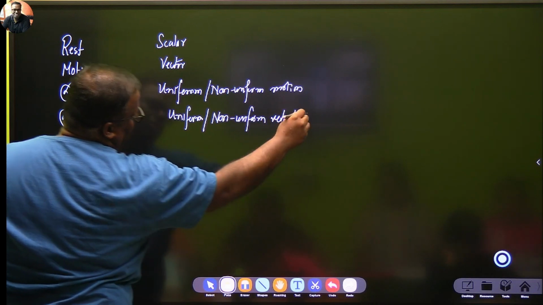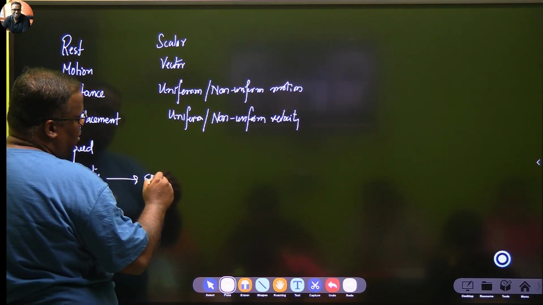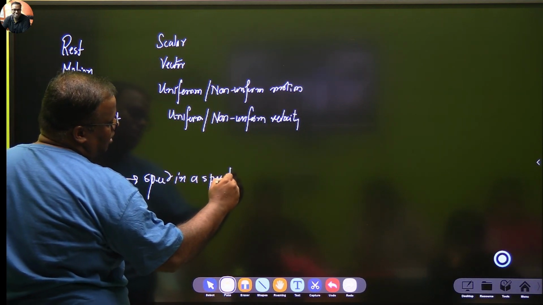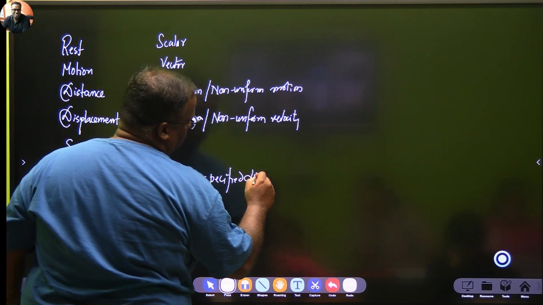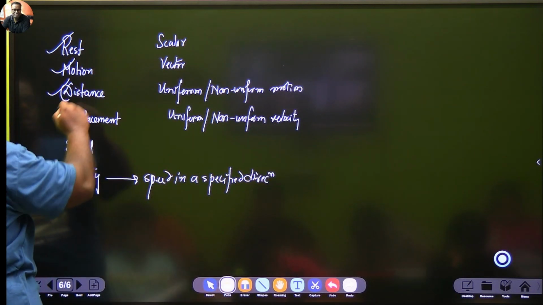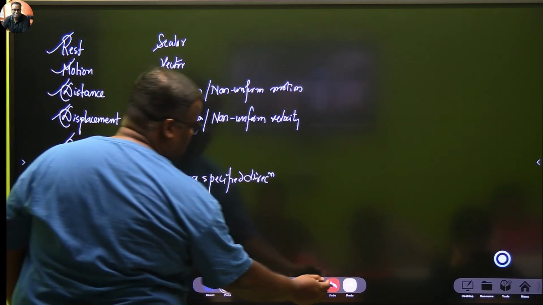Velocity. Do you understand what I mean by velocity as speed in a specified direction or specific direction? Ask yourself questions about all these things. If you say you have understood all, then you are a very rare species.